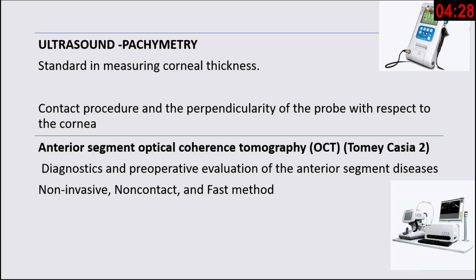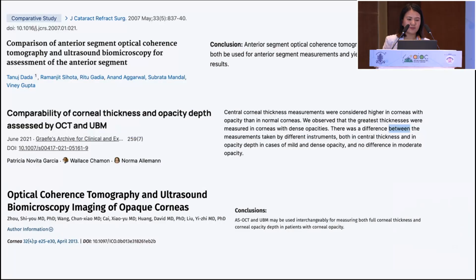Ultrasound pachymetry is the standard in measuring the corneal thickness, but it's a contact procedure and perpendicularity of the probe is essential. Swept-source AS-OCT is nowadays more frequently used in babies as well, and it's a non-invasive, non-contact and fast method. Various studies have compared AS-OCT with that of ultrasound biomicroscopy for assessment of the anterior segment. The earliest study, published back in 2007, found that in clear corneas they are quite comparable.